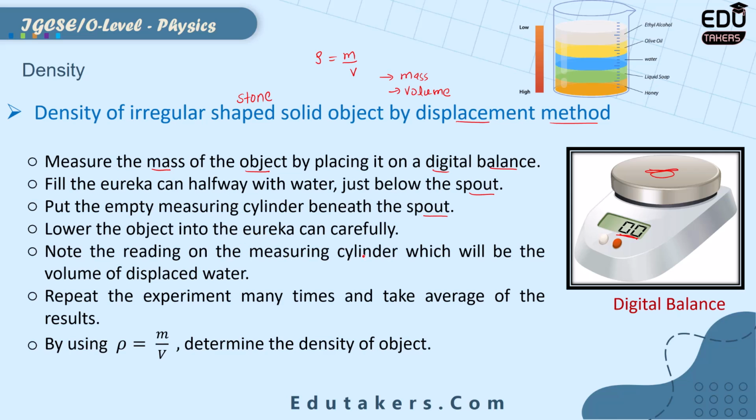Note the reading of the measuring cylinder, which will be the volume of the displaced water. Repeat the experiment many times and take the average of the result. By using the formula of density, which is mass per unit volume, you can easily find out the density of the object.